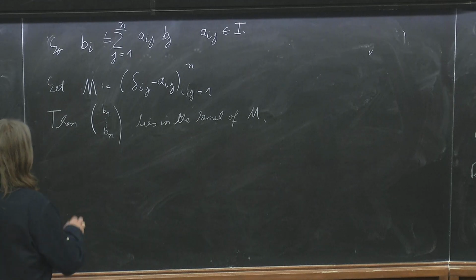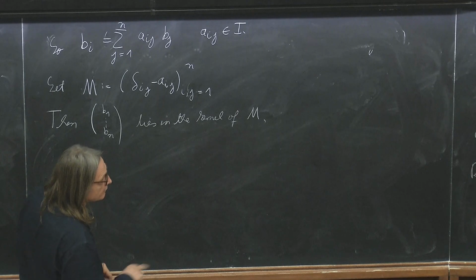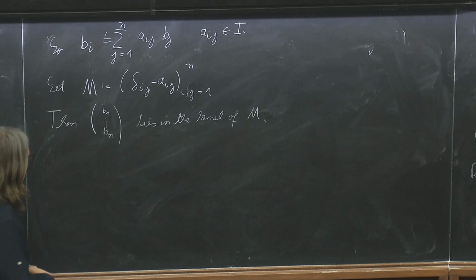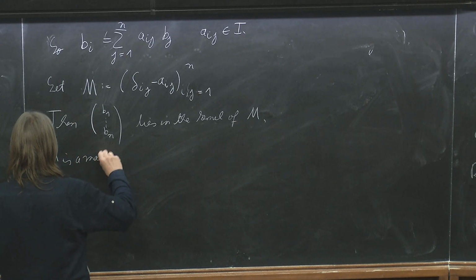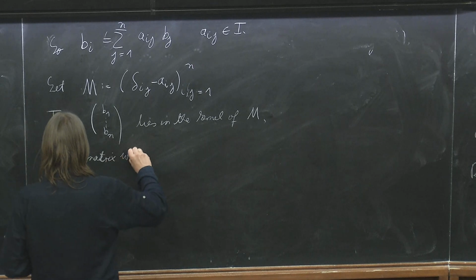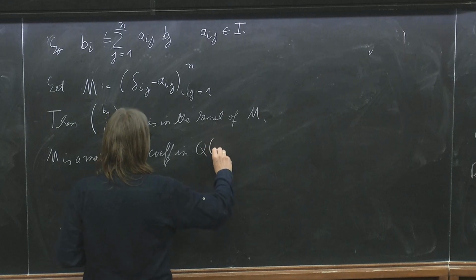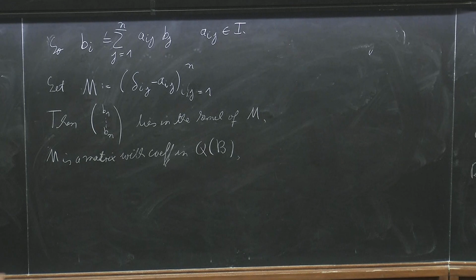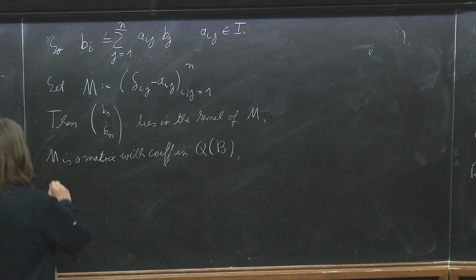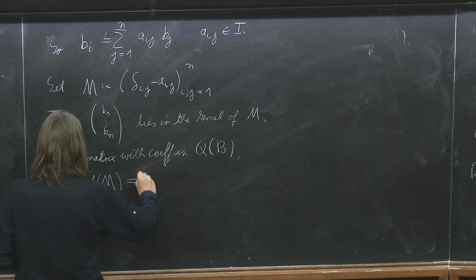So therefore, now I also called that thing M. Obviously, this has nothing to do with each other. So M is a matrix with coefficients in Q. And so it has a non-zero element in the kernel, so the determinant is 0. So then the determinant of M is equal to 0.